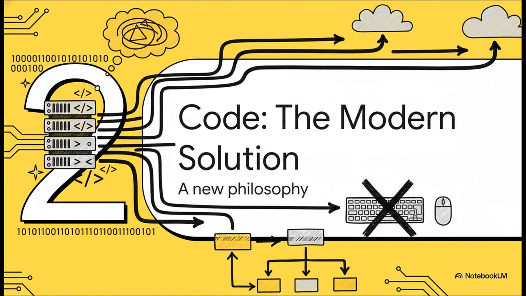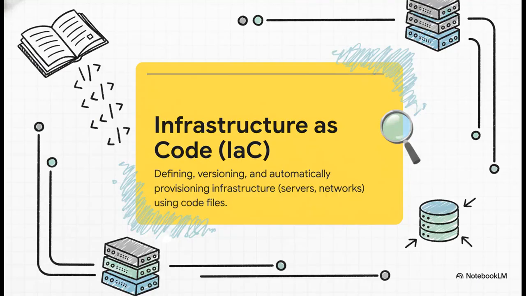So how did we get out of this mess? Well, it wasn't about finding a better tool for clicking buttons. It was about a totally new philosophy. We started treating our infrastructure less like delicate physical hardware and more like software. So what is it really? At its heart, infrastructure as code just means you define everything: your networks, your virtual machines, your databases, the whole shebang in plain text files. Instead of logging into a console and clicking around, you just write down what you want in code. And that code becomes the single source of truth for exactly what your infrastructure should look like.